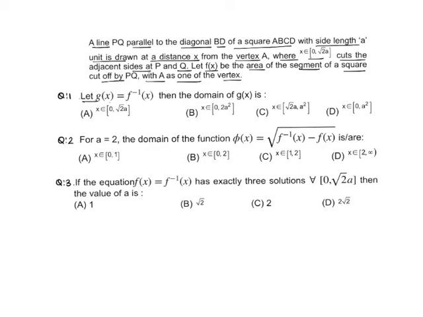First, let g(x) equal f inverse of x. Then the domain of g(x) is. Second, for a equals 2, the domain of the function phi(x) equals root over f inverse(x) minus f(x) is. Third, if the equation f(x) equals f inverse(x) has exactly three solutions for x in the closed interval 0 to root 2 a, then the value of a is.